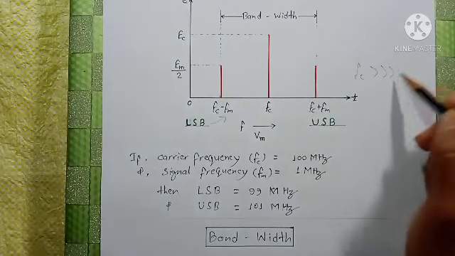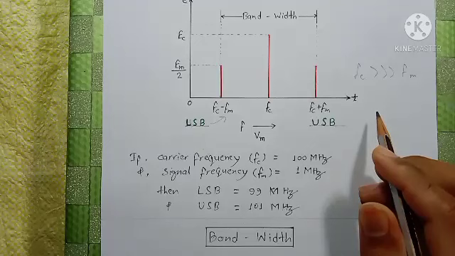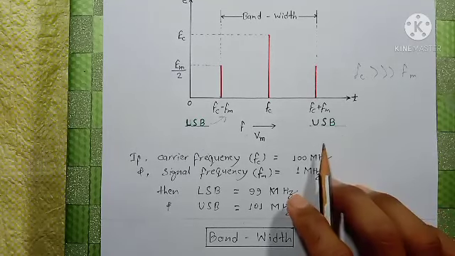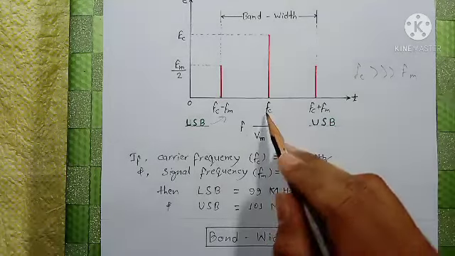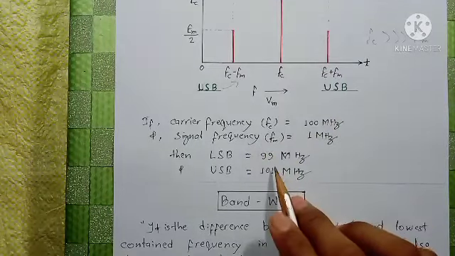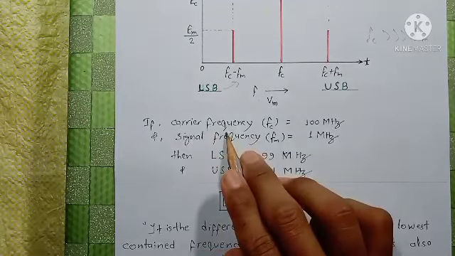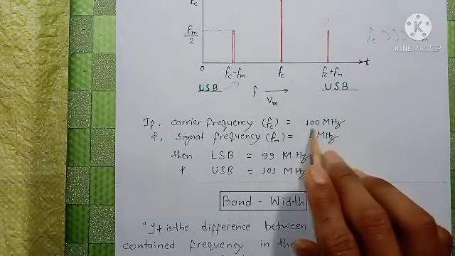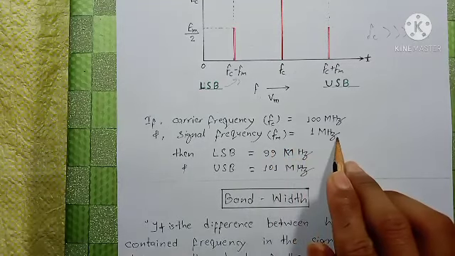fc is many times greater than signal frequency fm. So the sideband frequencies are generally close to the carrier signal. We will see it in this example. Let us consider that carrier frequency fc is equal to 100 megahertz, and signal frequency fm is equal to 1 megahertz.